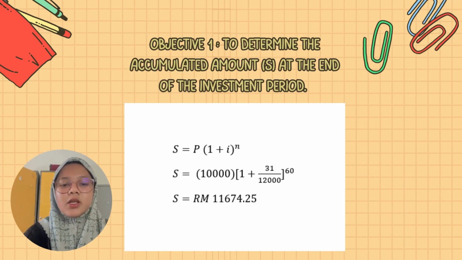Now we transfer all the values from the problem statement to the formula. To find S, we use the formula S equals P(1 + I)^N. We will get the value of S equals 11,674 ringgit and 25 cents.